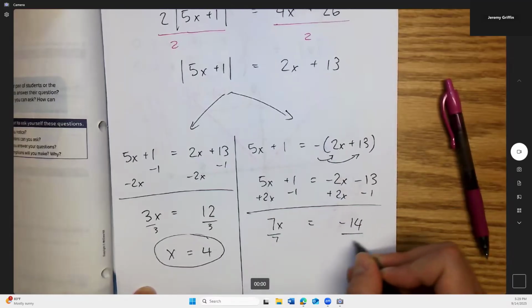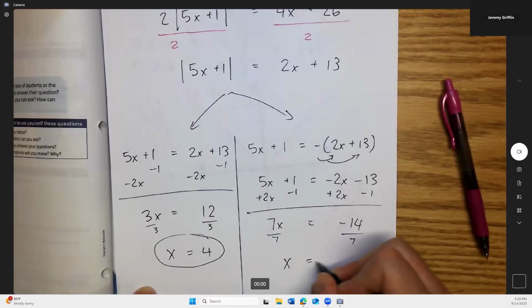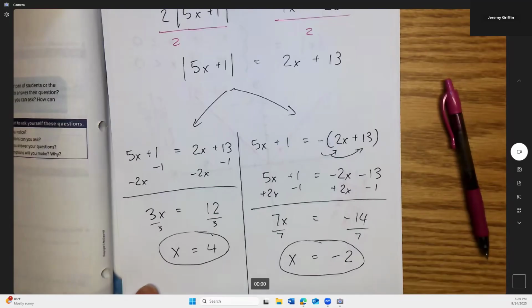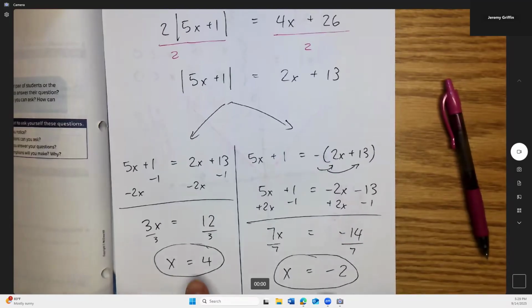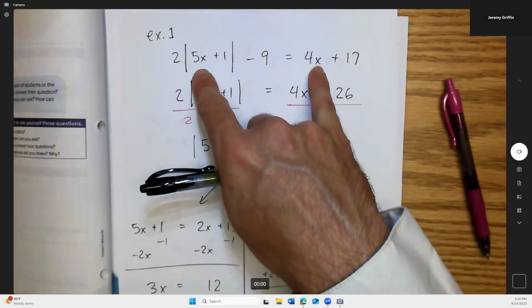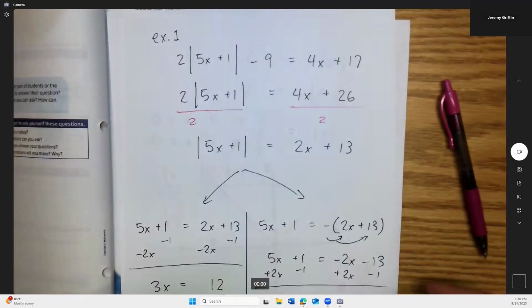Divide both sides by 7. Getting x is -2, right? Now, what I do want to do, especially for this chapter, is once you get solutions, check those solutions. So go back to the original statement, plug in those solutions and make sure they do work, because sometimes they don't. And we'll have an example of that later.